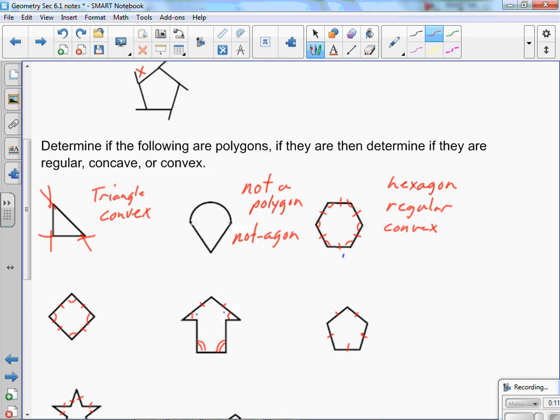Next one there below the triangle. That is a quadrilateral, 4 sides. Is it regular? Sides and angles are all marked congruent. And concave or convex?